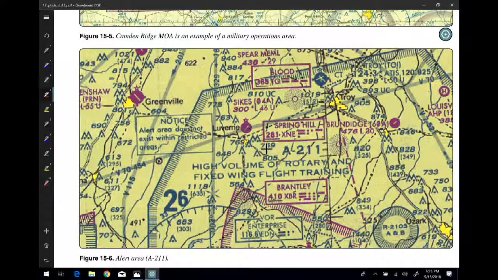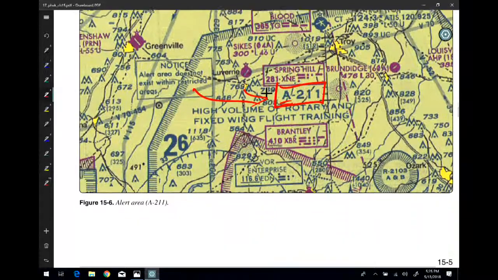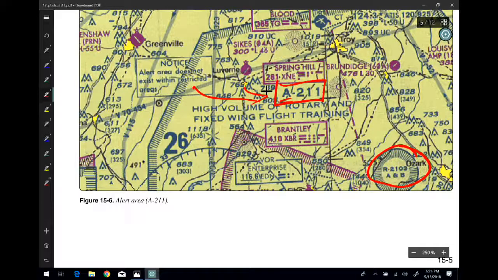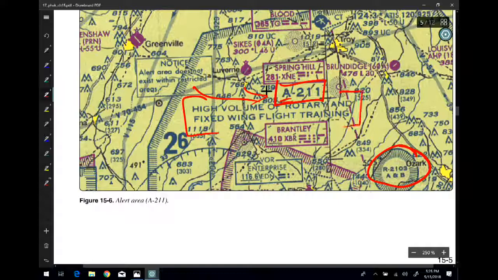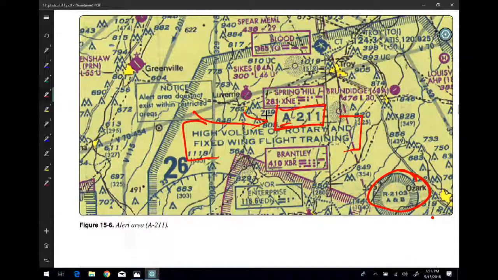So if you look here, here's an alert area. This is that alert thing that I was telling you about. You have the A here, and then also notice that the alert area does not exist within the restricted area. So if you look right here, here is a restricted area there. And you can see here what's going on: high volume of rotary and fixed wing flight training. So that's one of the areas that they have here.